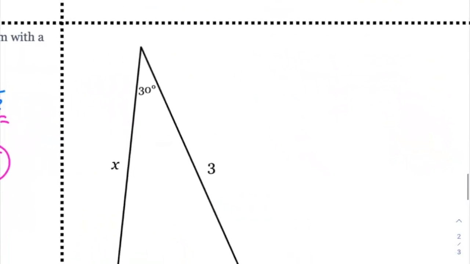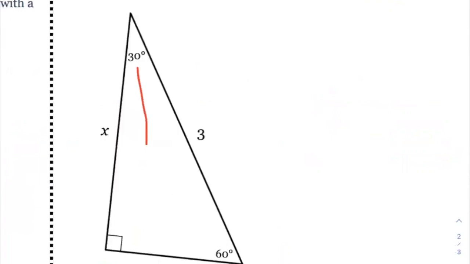Slide her on down. Okay, now this will be the most difficult one that we have. Why? Because opposite the 30 is the short leg, and they didn't give it to us.